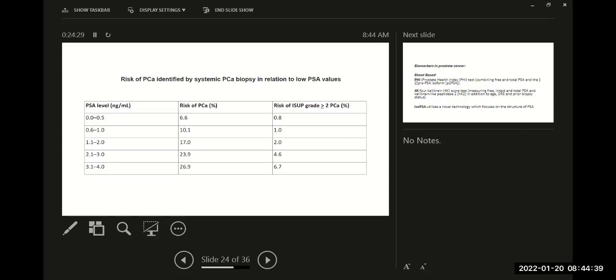Yes. As you have very rightly pointed out, even with a PSA of 0.5, there is a possibility of having prostate cancer. So to improve this, DRE is a must after 40 years. And on the DRE, if there is a suspicious nodule, then we should go for TRUS guided biopsy.